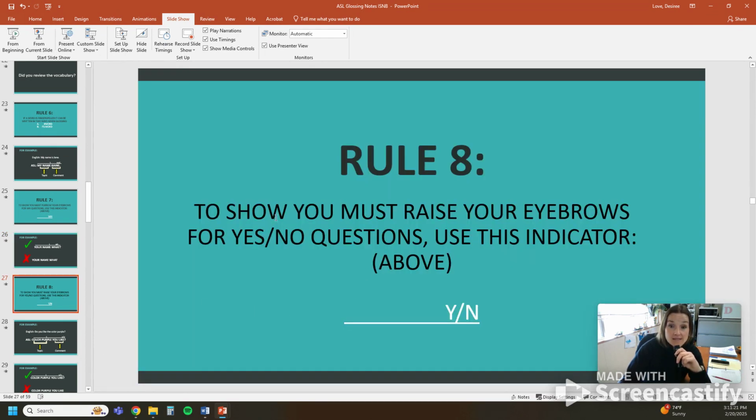Rule number 8 is sort of the opposite. It's related to yes or no questions. So anybody who asks a question, if you're asking a question where the answer is yes or no, your eyebrows need to go up, kind of like you're surprised or in shock. And again, it lets the person you're talking to know you are asking them a question where the answer is yes or no. It only has to happen at the end. It doesn't have to be the whole sentence. It just needs to go at the end.